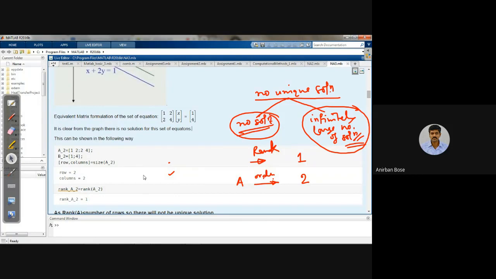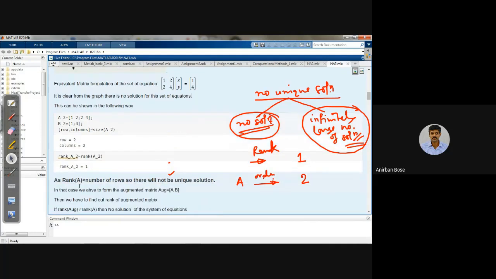Okay, so here you can see the first part that we have just discussed. If you calculate the order of the matrix, you will find that it is 2, and if you calculate the rank of the matrix, you will find that the rank is 1. So they are not the same, so there is no unique solution. As the rank of A is less than the number of rows, there will be no unique solution.